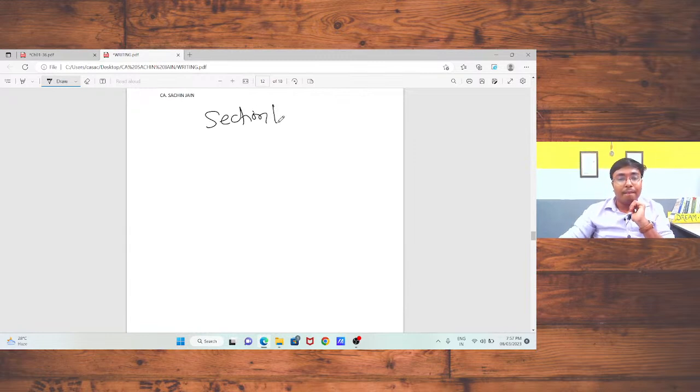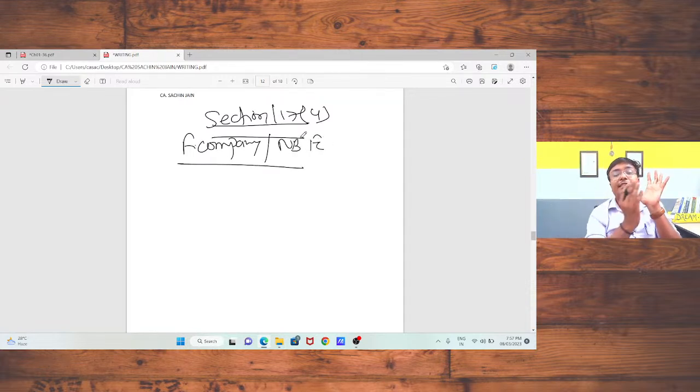Now section 17 subsection 4 is a specific section applicable in case of a finance company or an NBFC. This section is specifically for a financial company or a non-banking financial institution.